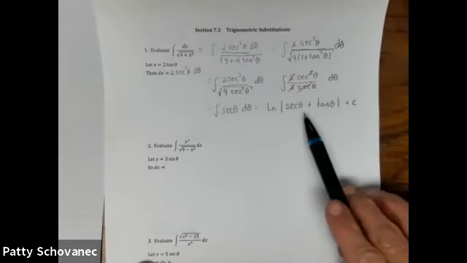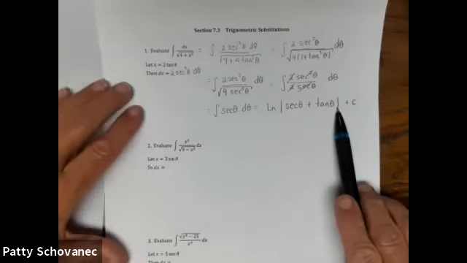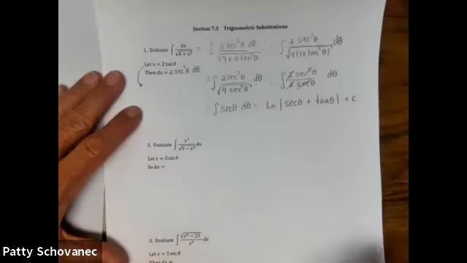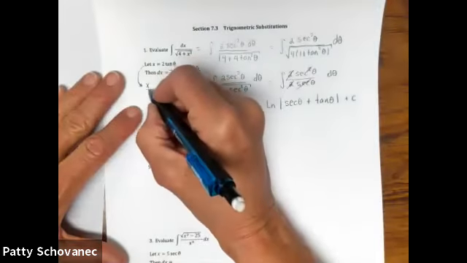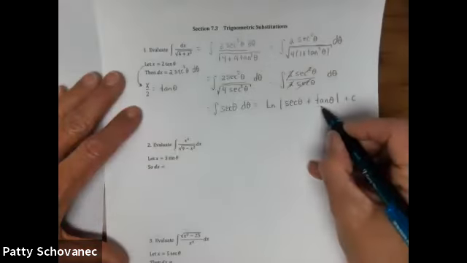Okay, we'll be done once we get our antiderivative back in terms of the original variable. And we can get that from our original substitution. Solve that equation for tan theta, and I have x over 2 is the tangent of theta. So that's going to go in right here.